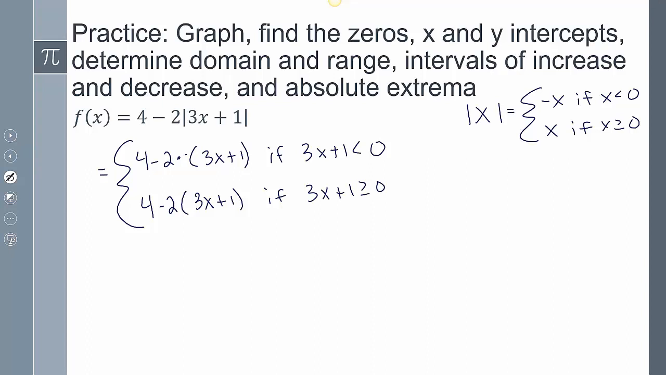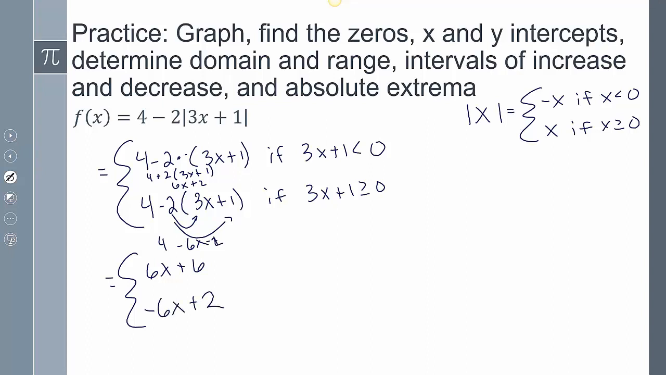So now just cleaning this up, negative 2 and that negative, that's going to give me a positive, so that'll be 4 times, and this becomes 2 times 3x plus 1, so that'll be 6x plus 2, so that'll be 4 plus 2, so this is going to be 6. So this will be 6x plus 6, and then this one here, distributing that through, you're going to get 4 minus 6x plus minus 2. So that's going to be negative 6x plus 2.